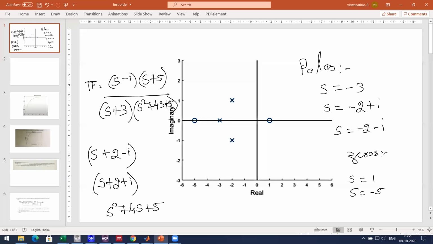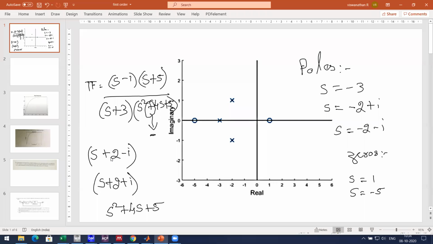Many of you have made a mistake over here, taking it as minus. Okay, I think one of them made a mistake and others copied, probably. I don't know. How many of you have made the mistake or how many copied? But many of the answer scripts show it as S square minus 4S plus 5.